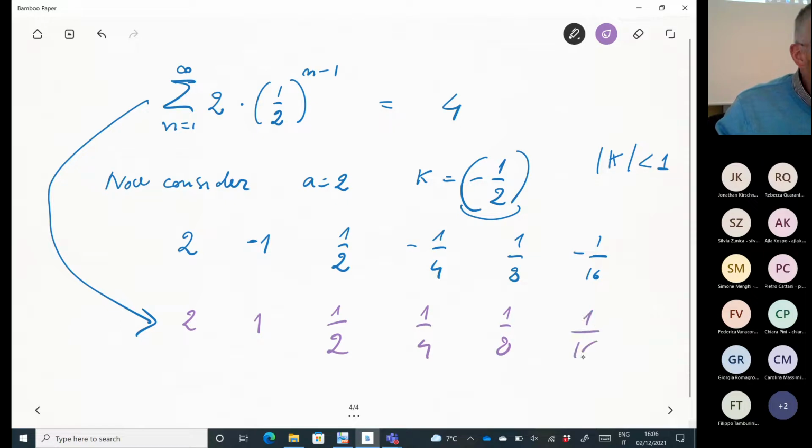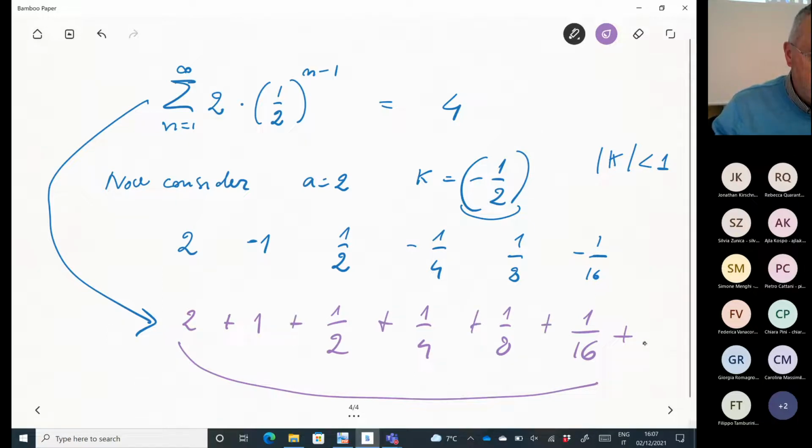So it is exactly the same, but in this case, the terms are minus 1, minus 1/4, okay? So the second, the fourth, the sixth terms, and so on and so forth, are negative instead of positive. Here we have a sum that converges to 4. What do you expect here?